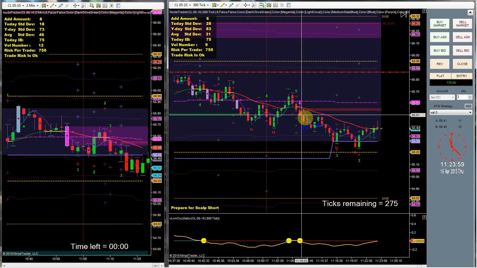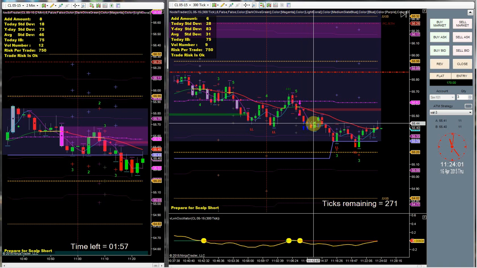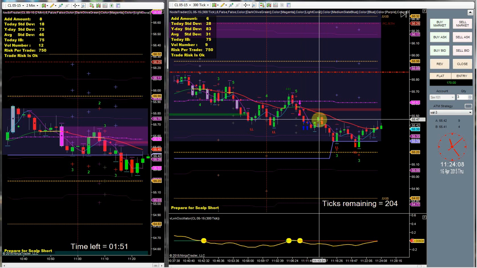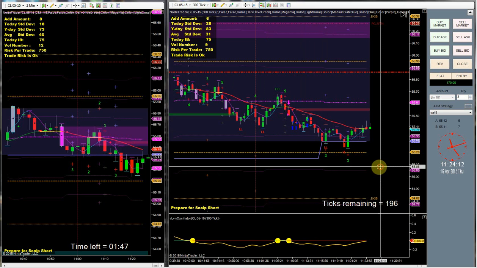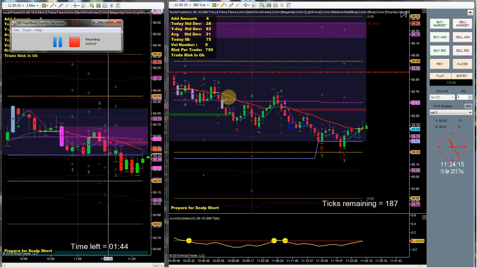Got our first full profit filled right here. Got a second one, not full profit target, but still a nice trade there. Then the last profit target was taken out right there at this level. So that's pretty much it for the day. A pretty good day of trading.